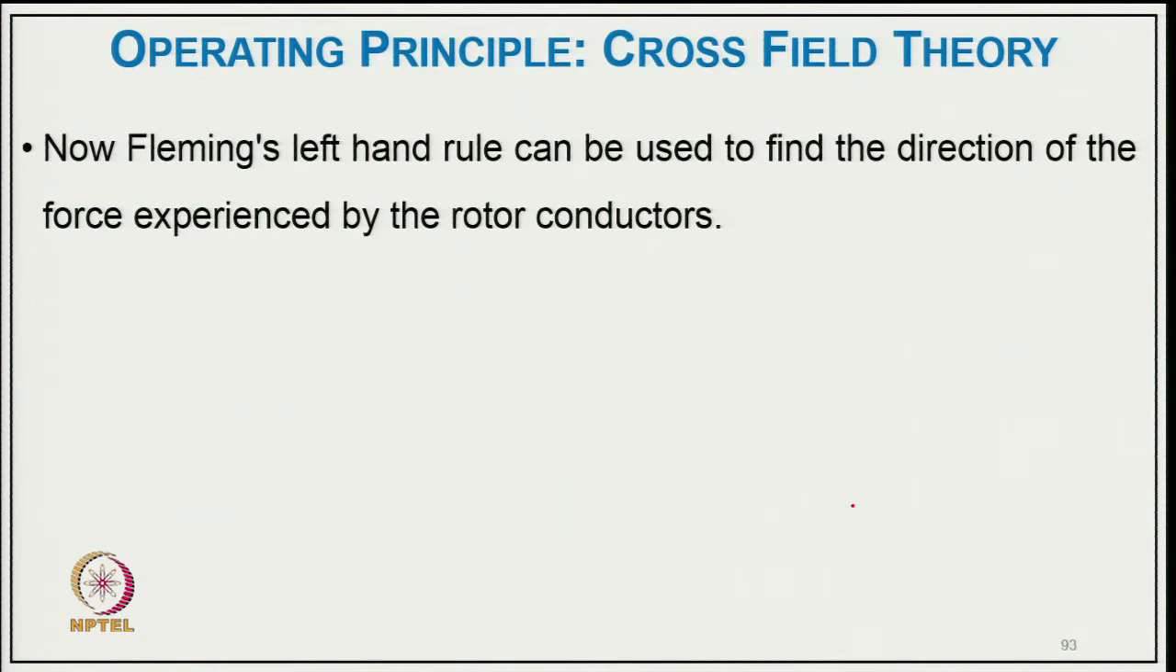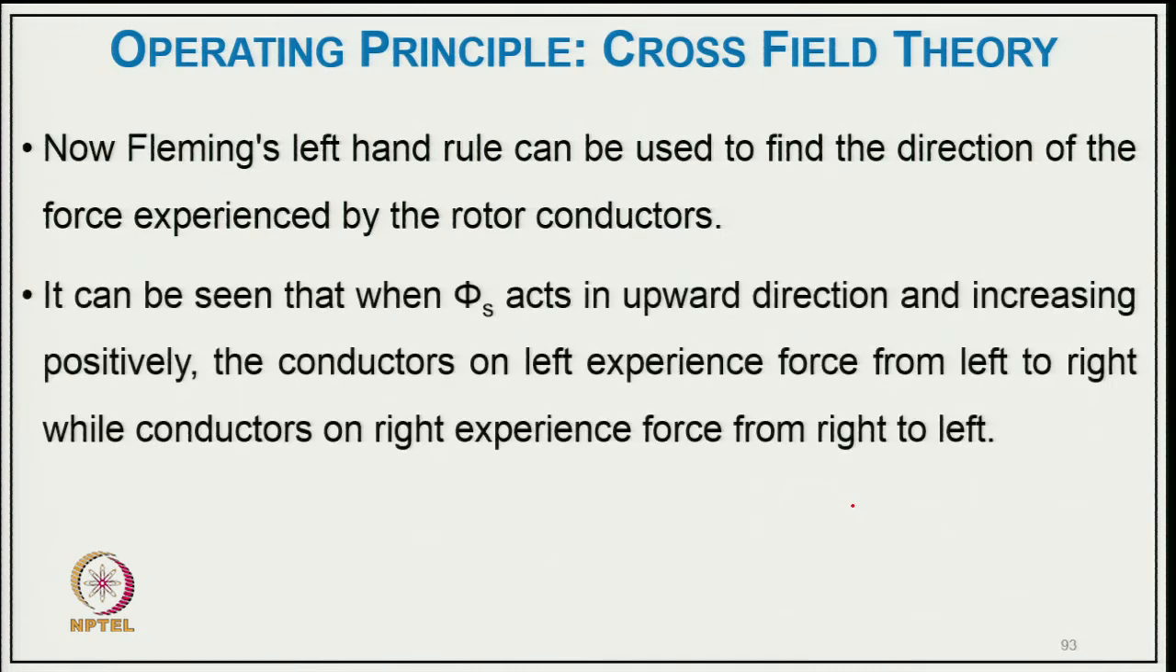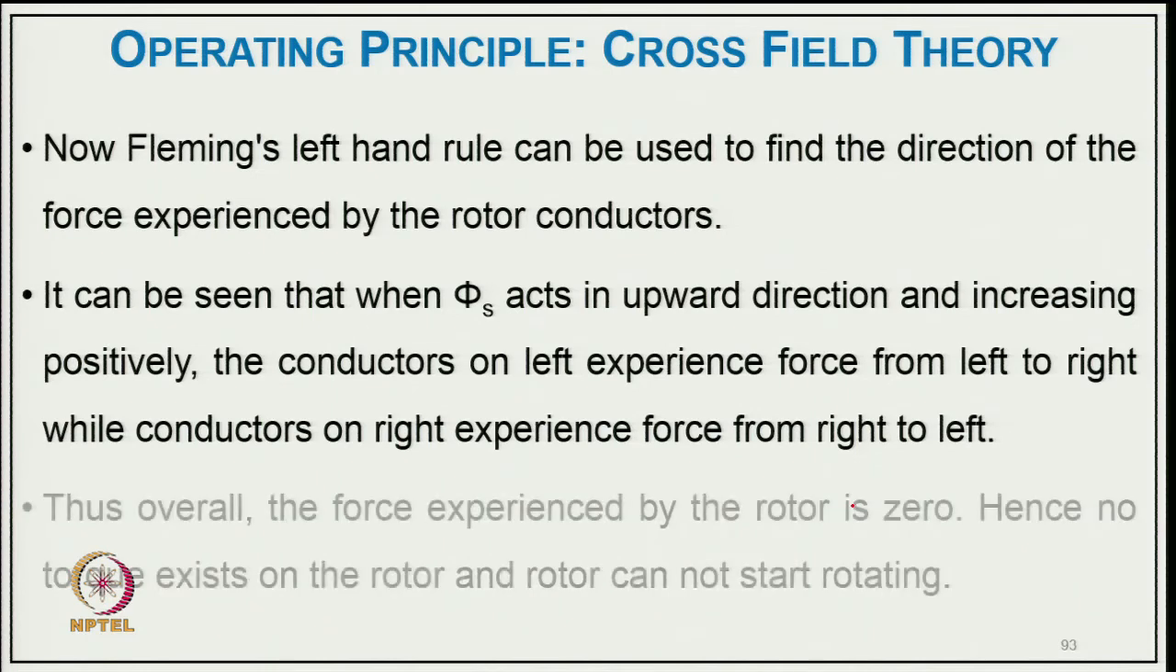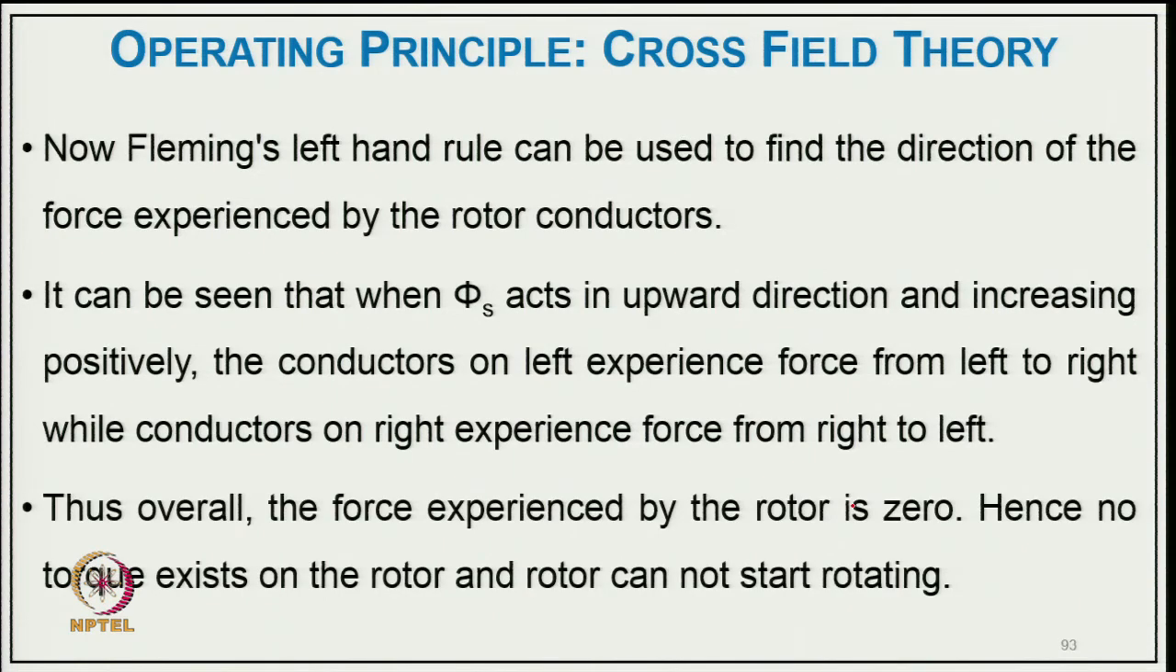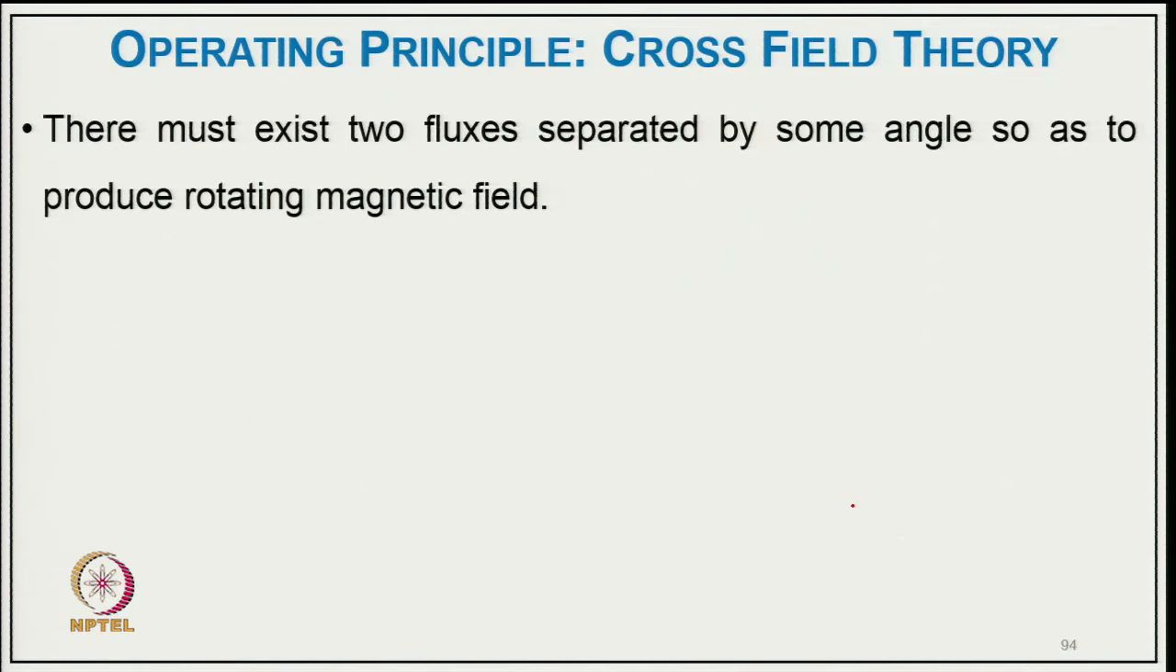The Fleming left-hand rule can be used to find the direction of the force experienced by the rotor conductor. It can be seen that when phi acts in an upward direction and is increasing positively, the conductor on the left experiences a force from left to right, while the conductor on the right experiences a force from right to left. Thus, overall the force experienced by the rotor is 0, hence no torque exists on the rotor, and the rotor cannot start rotating.